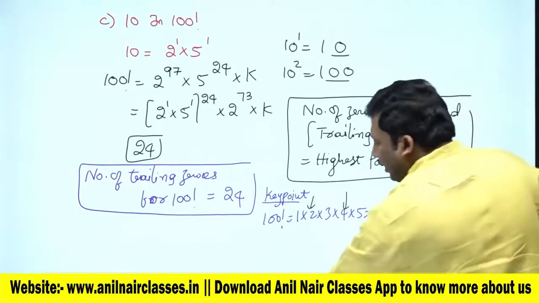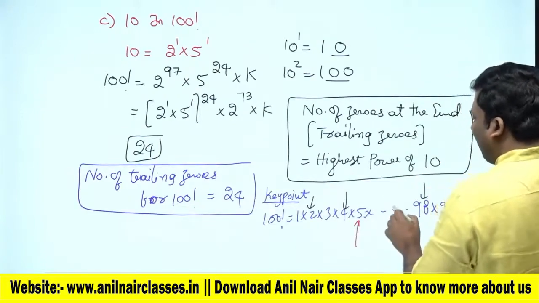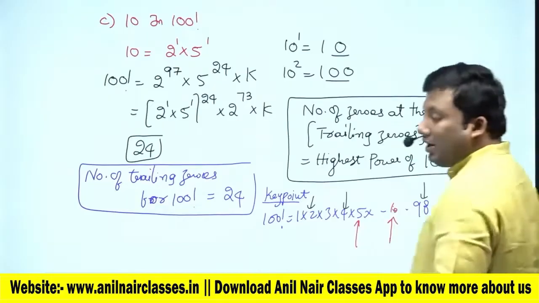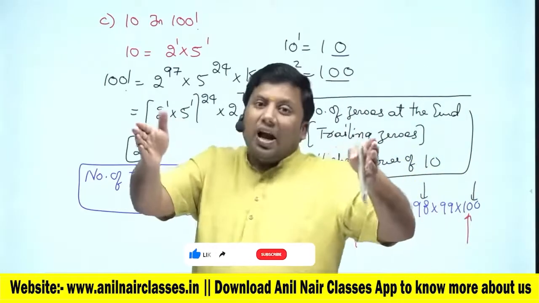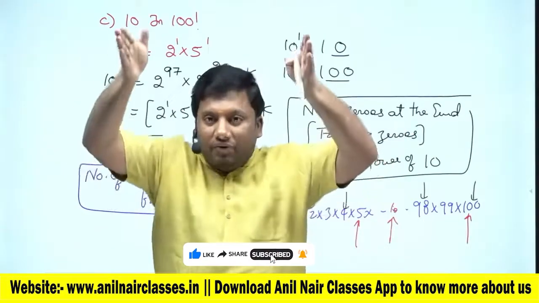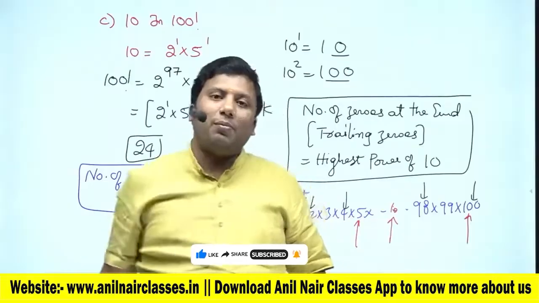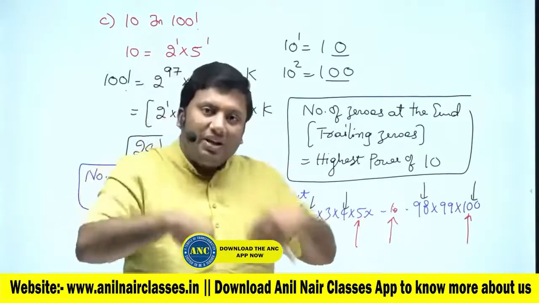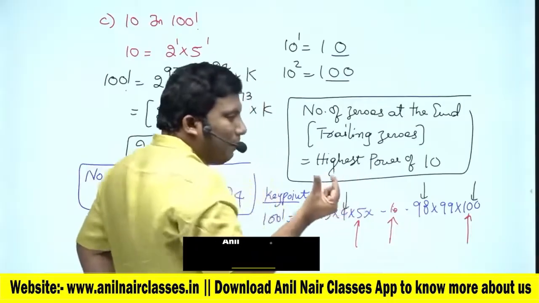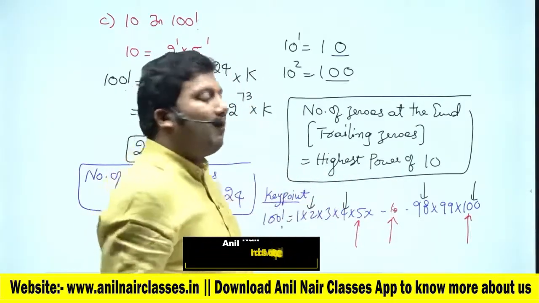Now, if you observe, every fifth term is a multiple of 5. If I am writing 100 factorial as 1 into 2 into 3 till 100, there are 100 terms. 50 terms are multiples of 2, but 20 terms are multiples of 5. So obviously the powers of 5 will be less compared to the powers of 2.